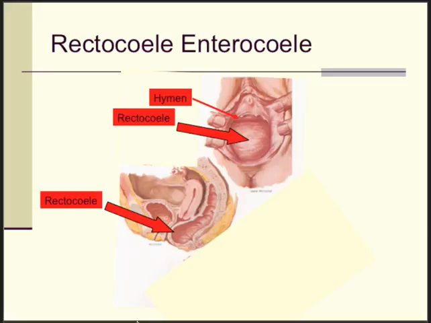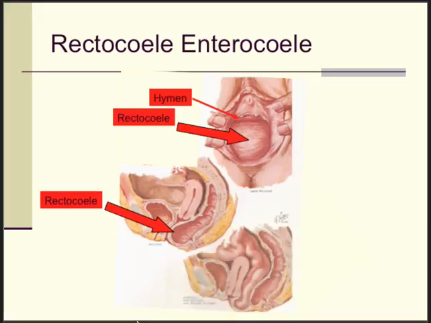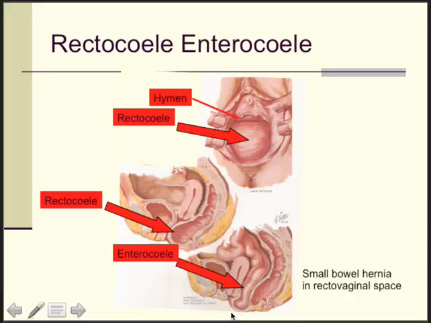Rectocele, as discussed. Enterocele, here we see a diagram where there is a small bowel hernia here in this recto-vaginal space. Rectum here, vagina there. And it's an extreme form of a bowel hernia, of an enterocele.